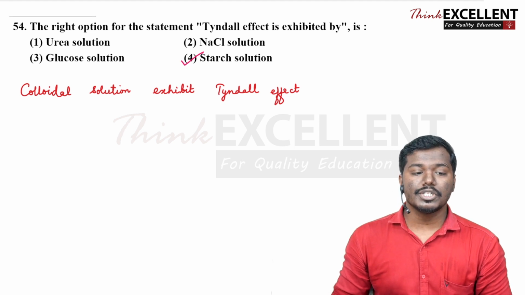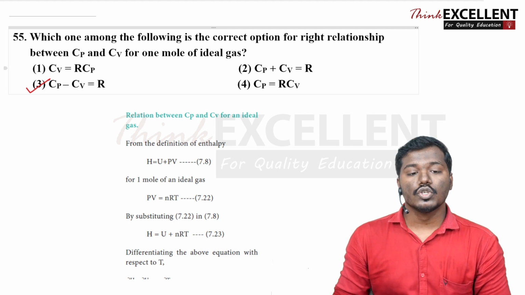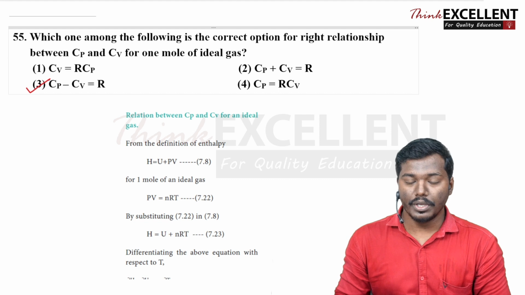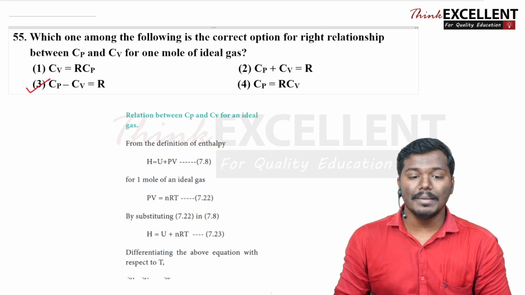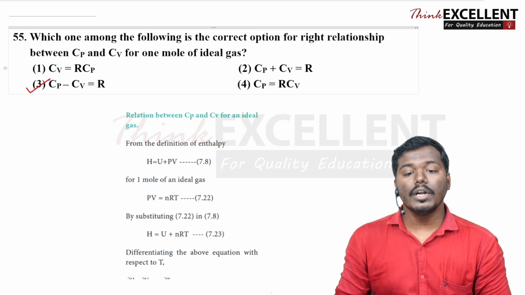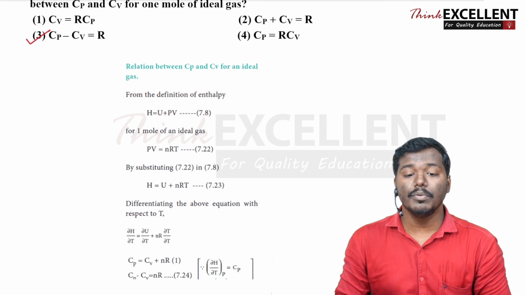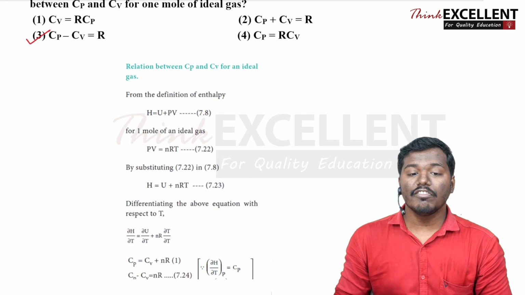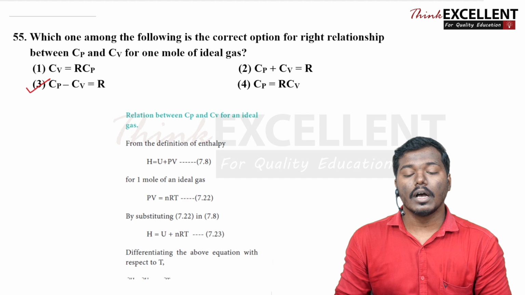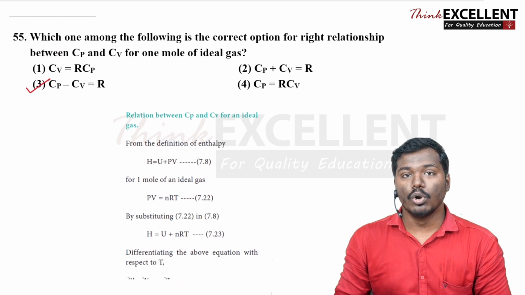Okay, so when you take question number 55, you can see that it is asked from thermodynamics. Which one among the following is the correct option for the right relationship between Cp and Cv for 1 mole of an ideal gas? We have studied the relationship between Cp and Cv in thermodynamics, that is, Cp minus Cv is equal to nR. Here they have given 1 mole, so we have to substitute 1, and you will get Cp minus Cv is equal to R.